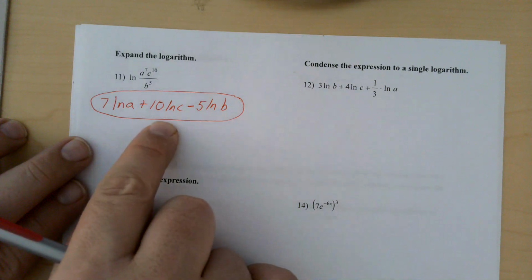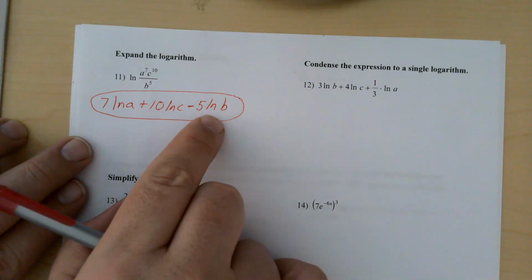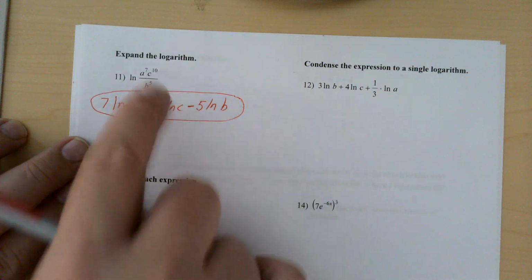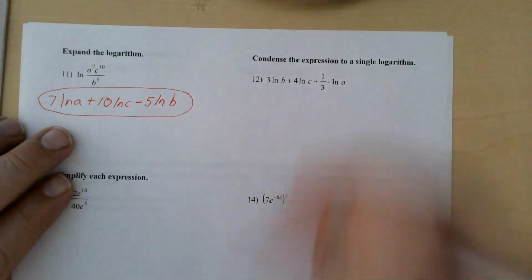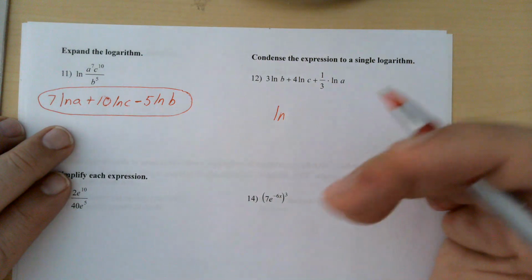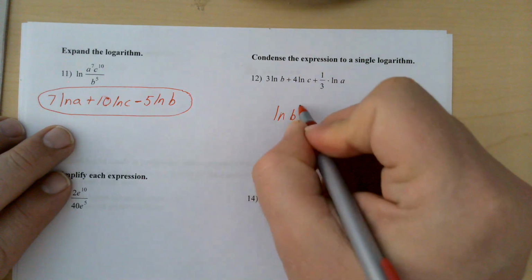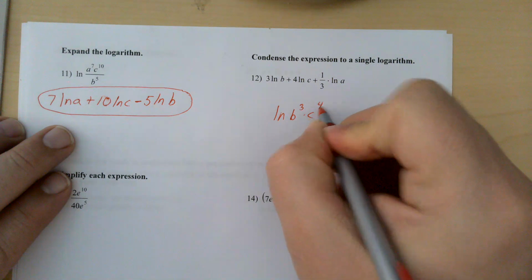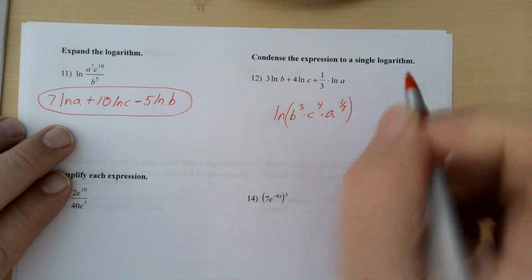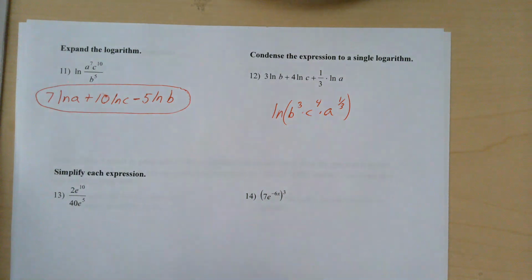And just imagine if I gave you that and told you to condense it. I need you to know why a to the 7th, c to the 10th, and b to the 5th is on the bottom. So these 2 things would be up top, b to the 5th on the bottom because of the minus sign. So that's what I'm asking you to do over here. I am asking you to condense this. Since I only see plus signs, I won't have a division, okay? It's just going to be b cubed times c to the 4th times a to the 1/3 power. Now you can put parentheses. It's not wrong not to have the parentheses. It's understood that this is all together, okay?